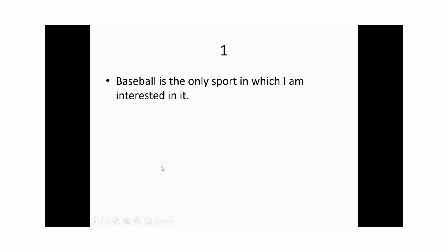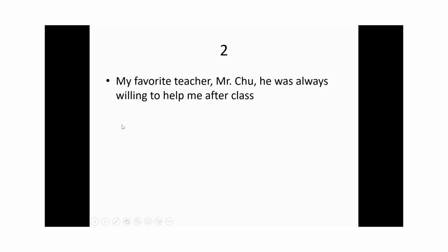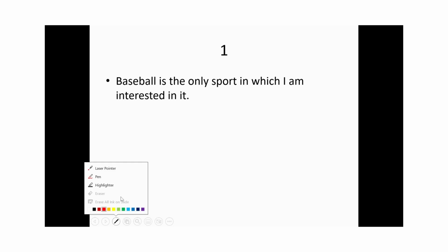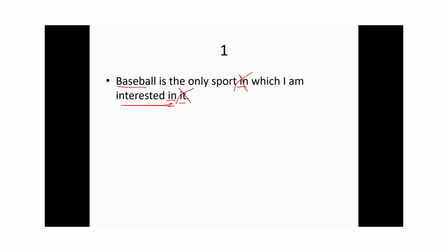Let's get started. First, baseball is the only sport in which I am interested in it. Now, let's go back. Baseball and it are the same thing. So when I make an adjective clause, one word needs to go away, and that's going to be it here. Another issue is I have in twice. In is okay in both places, or in either place, but not in both. I need to choose one. Usually, people would put in at the end of the adjective clause, but it's also possible to put it at the beginning.